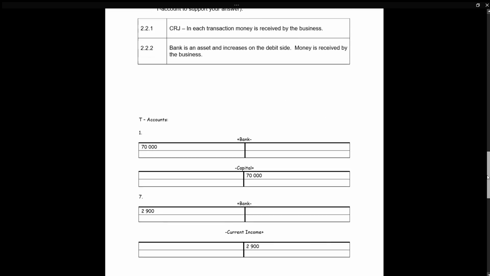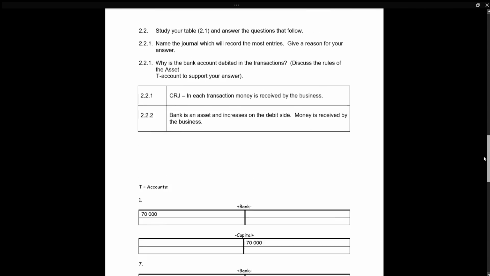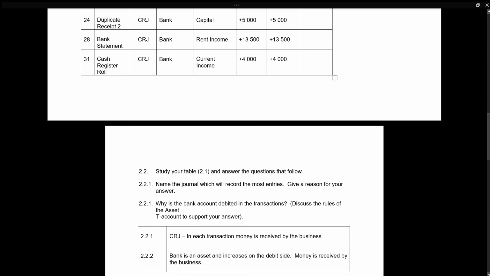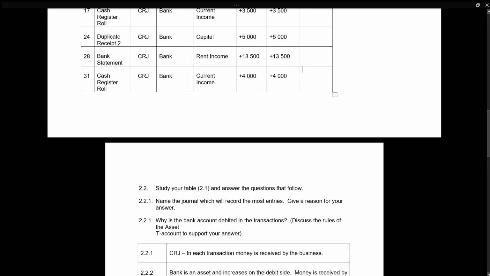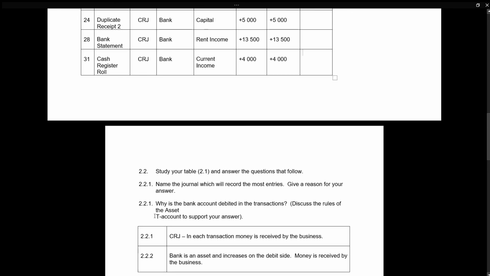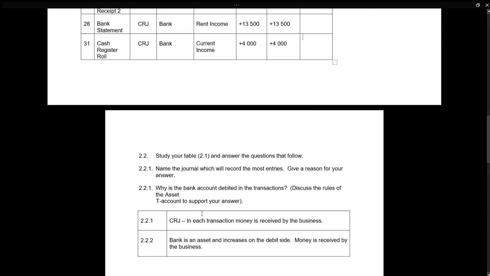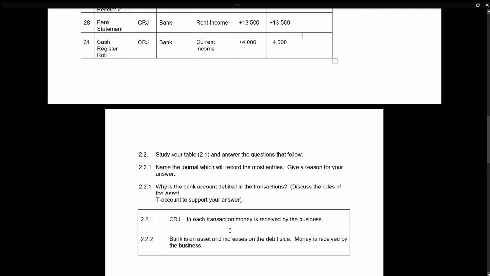Right, let's have a look at the bottom for our next questions. I skipped it now, sorry. So study your table in 2.1 and answer the questions that follow. 2.2.1. Name the journal which will record the most entries. Give a reason for your answer. The cash receipts journal. In each transaction, money is received by the business. So every time you receive money, cash, it will be recorded in the cash receipts journal, and every time you pay money, it will be recorded in the cash payment journal.